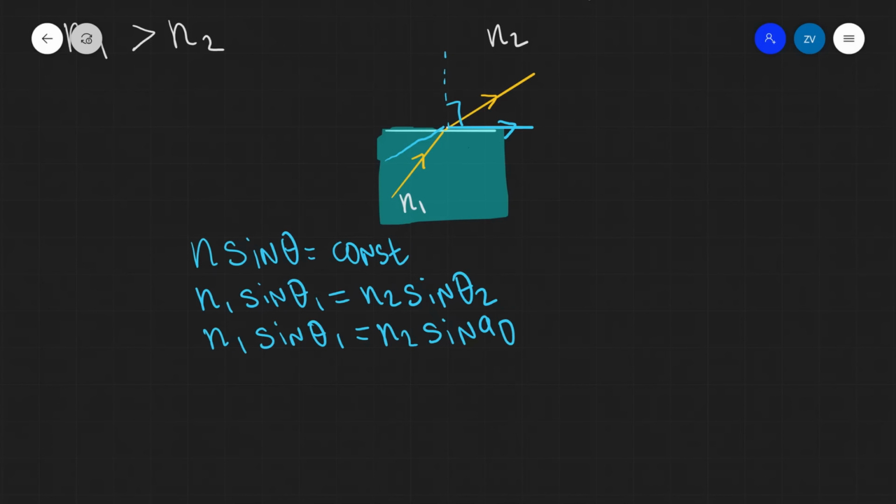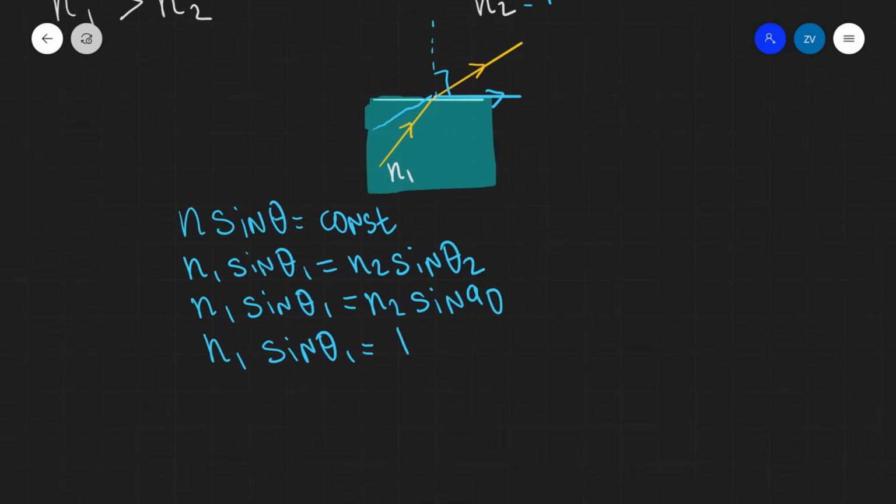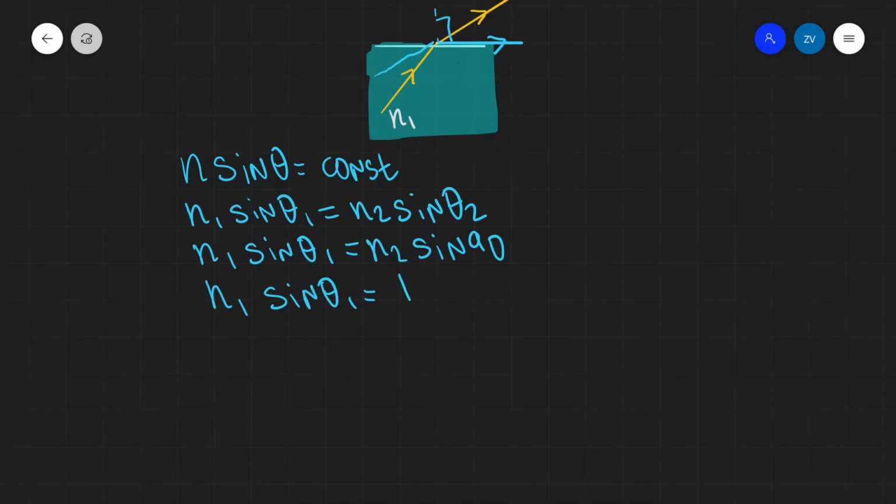Let's make it even simpler. So let's say that n2 is just air, so this will have a refractive index of 1. If that's the case, n1 times sine theta 1 will be equal to 1 times sine of 90. Well, n2 is just 1 and sine of 90 is also 1. So this whole right hand side of the equation is actually equal to 1, which would mean that sine of theta 1 will be equal to 1 over that initial refractive index.